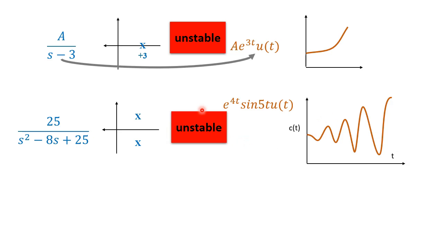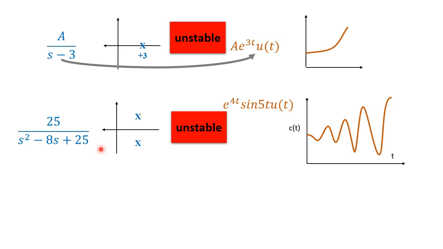So we have seen that if the poles are residing on the right half of the plane, then all the systems are unstable. So here we have a generalized rule: if poles are residing on the left half of the S-plane, the system will be given as stable. And if any one of the poles is on the right side, the system will be given as an unstable system.